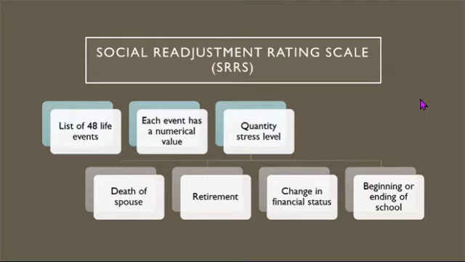Anyway, you have a list of 48 life events. Each event has a numerical value, and then you quantify the stress level. With each of these different events, it has a score, and you total your score. This is just an example of a stimulus-based stress model. This does not allow for an individual's perception of the event, so I don't like it because it just says because of this, you're going to feel that. I think it's a bad example.